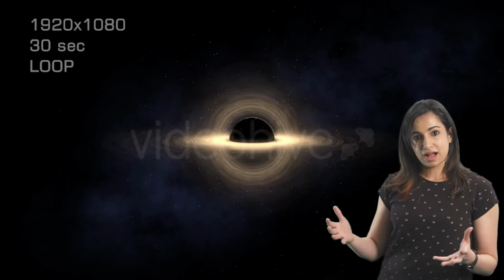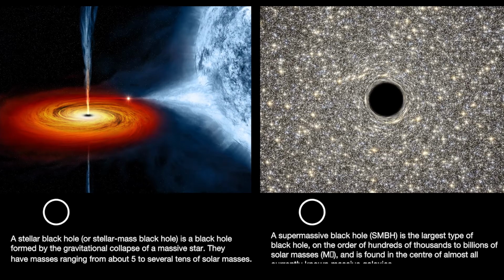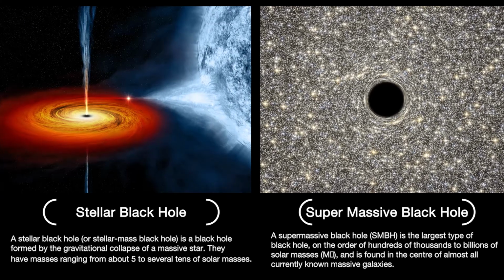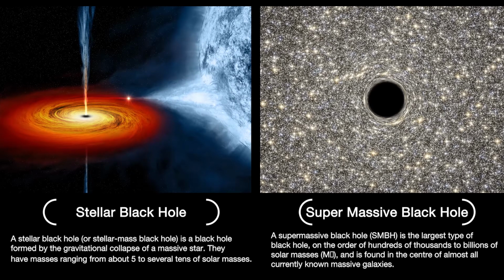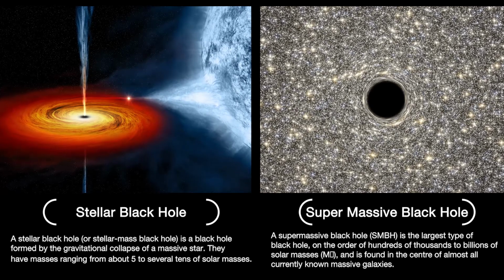And in terms of mass, black holes can be categorized into two: stellar mass black holes and supermassive black holes. Stellar mass black holes are formed from the collapse of a star, and they are a few times the mass of the sun, say from 5 to 20 times the mass of the sun.